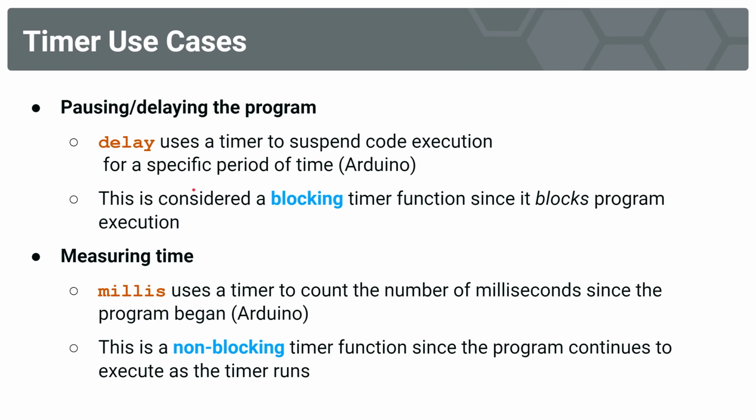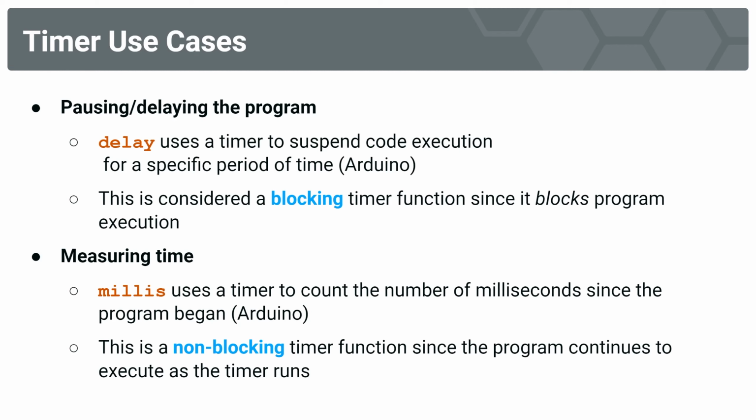This is also considered a blocking timer function since it blocks program execution. When delay is called, everything freezes. We wait for a specific amount of time, and then the program continues. We might use timers for measuring time. For example, the millis function in Arduino uses a timer to count the number of milliseconds that have elapsed since the program began. This is a non-blocking timer function, since the program continues to execute as the timer runs.